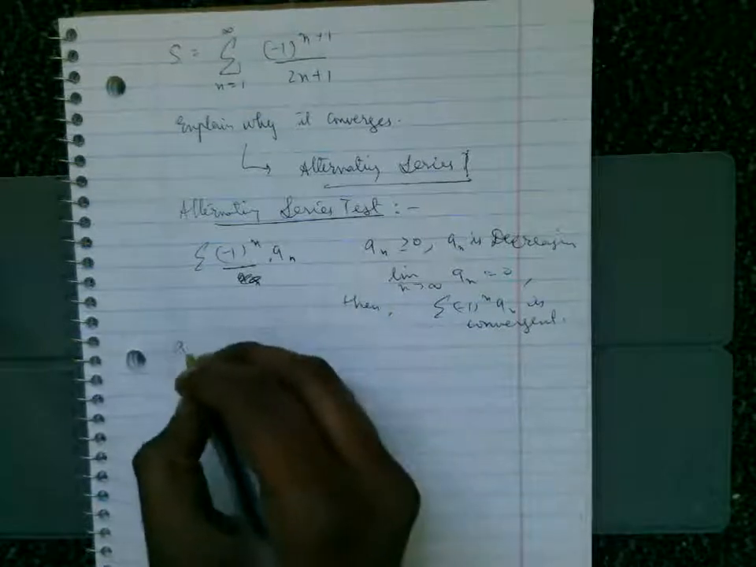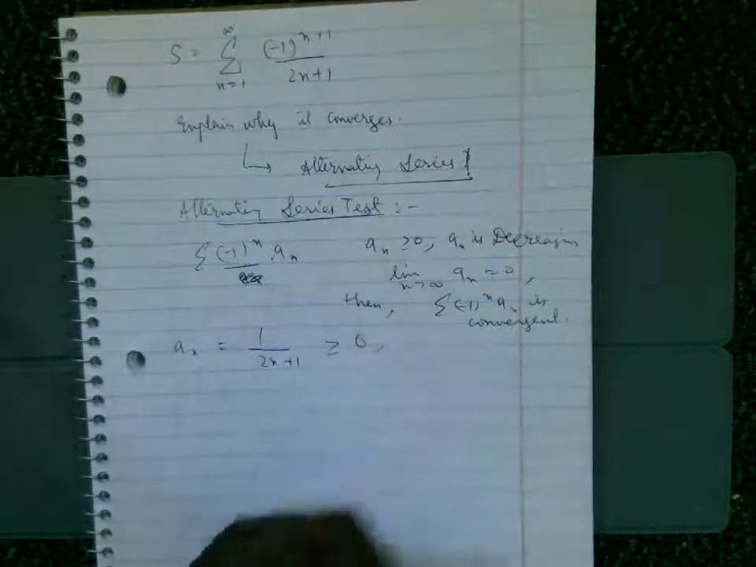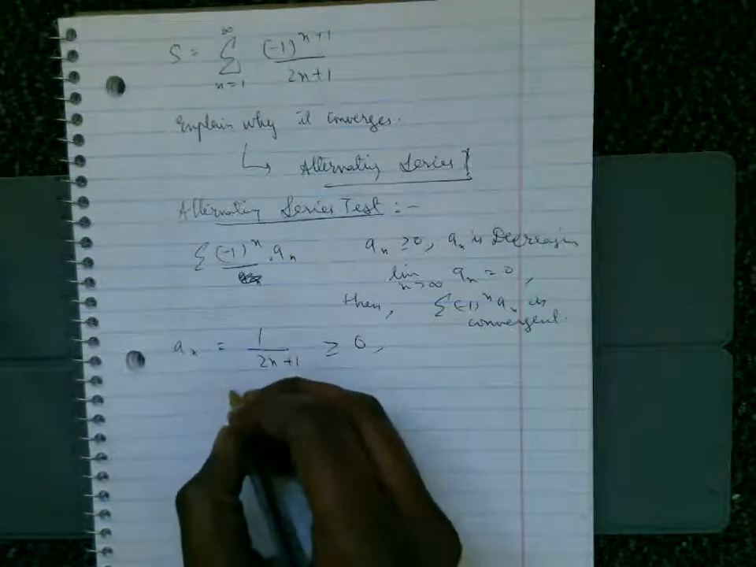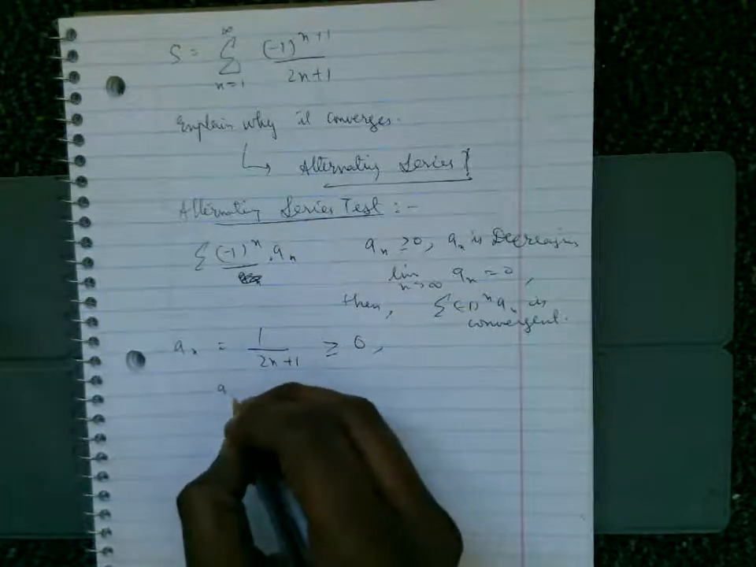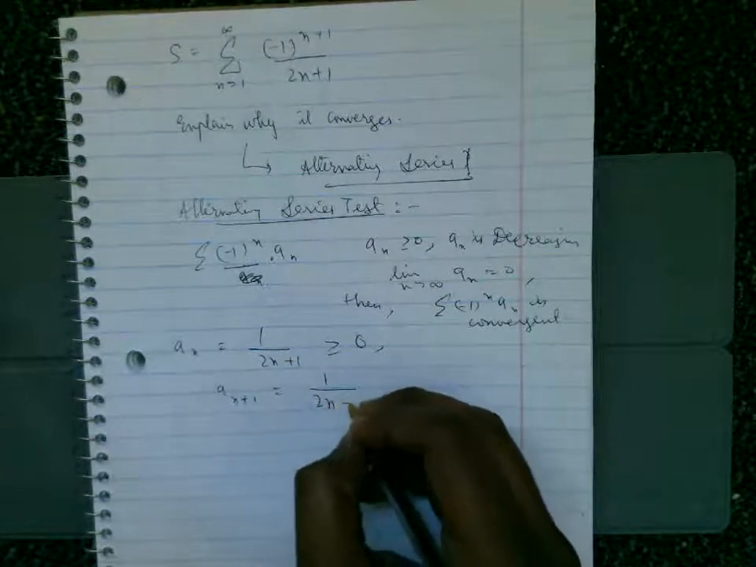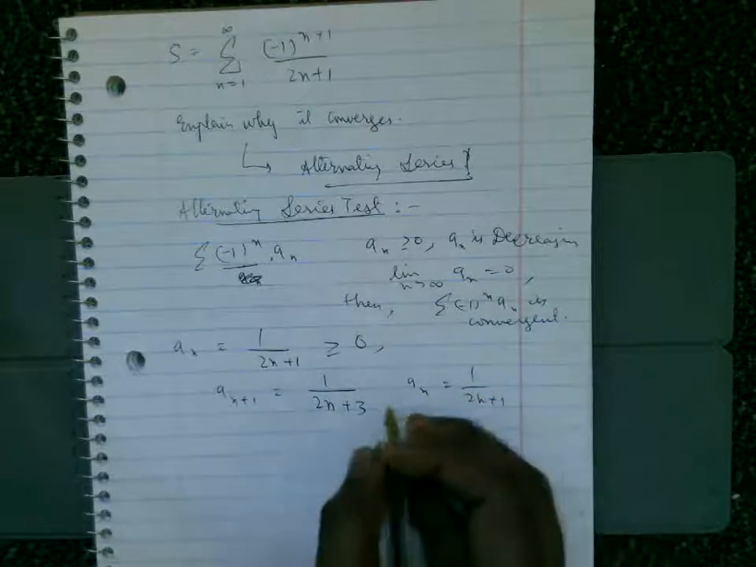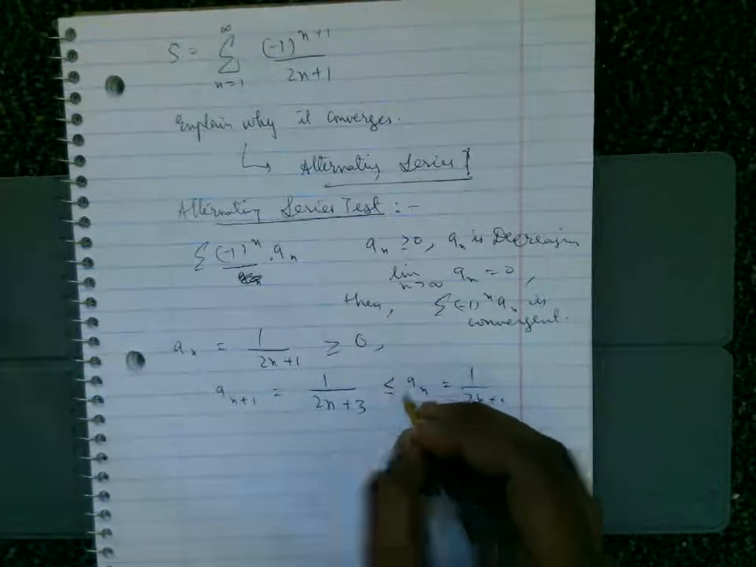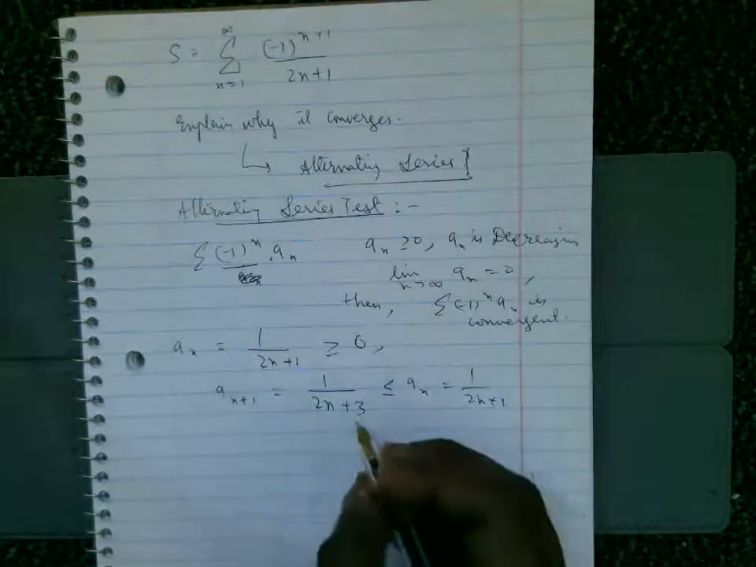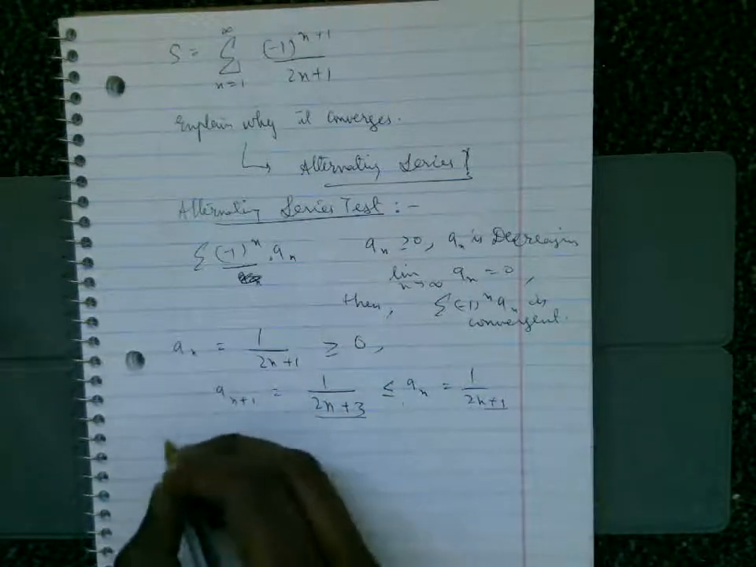So let's look at our an. An is 1 by 2n plus 1, which is positive. It is decreasing because let's look at an plus 1. It is 1 by 2n plus 3, and an is 1 by 2n plus 1. And clearly an plus 1 is always less than or equal to an, because this is greater than this, so therefore the reciprocal would be less than this.